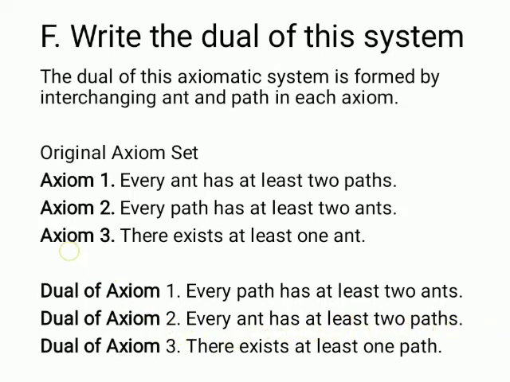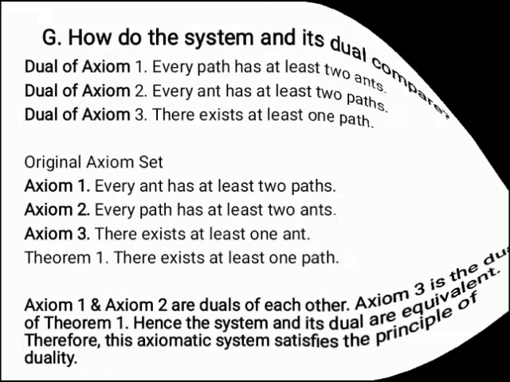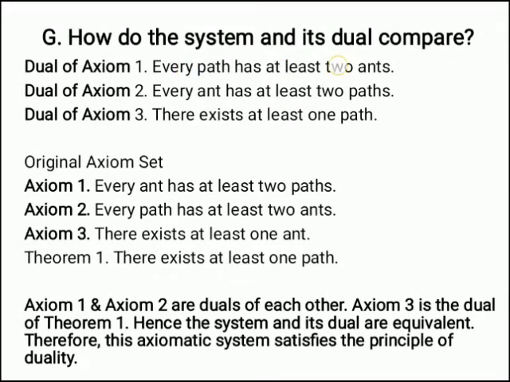So, sa axiom 3 naman, there exists at least 1 ant. So, itong ant, palitan natin ng path. There exists at least 1 path. So, ito yung nasulat nating dual of the system. Next, letter G. How do the system and its dual compare? So, paano nga ba natin siya i-compare yung dual dun sa original?